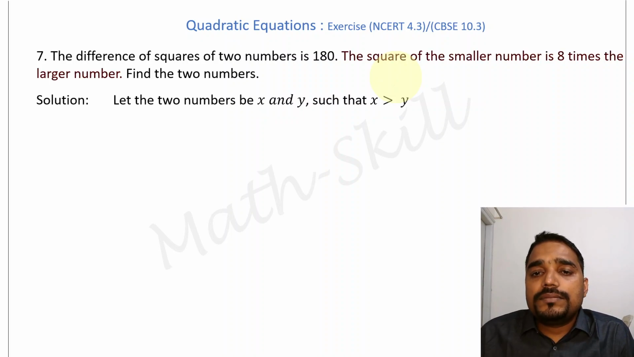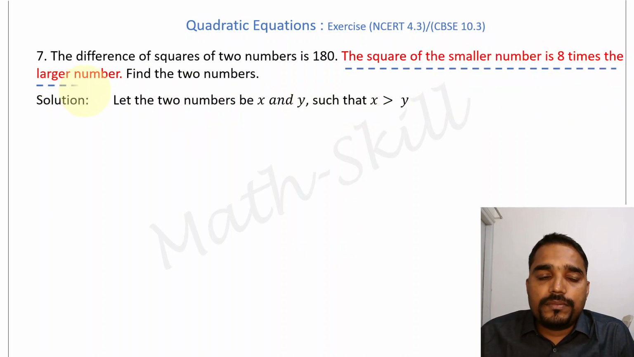So, he says the square of the smaller number is 8 times the larger number. In our assumption, we have assumed that x is greater than y, that is, x is the larger and y is the smaller number. Therefore, he says the square of the smaller number, which means y square, is 8 times the larger number, which means y square is equal to 8x. So, this condition we have got from condition number 2.